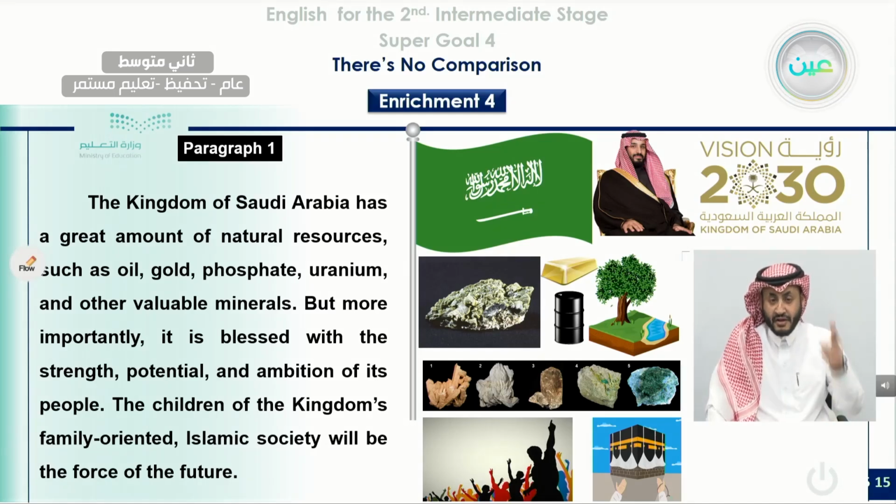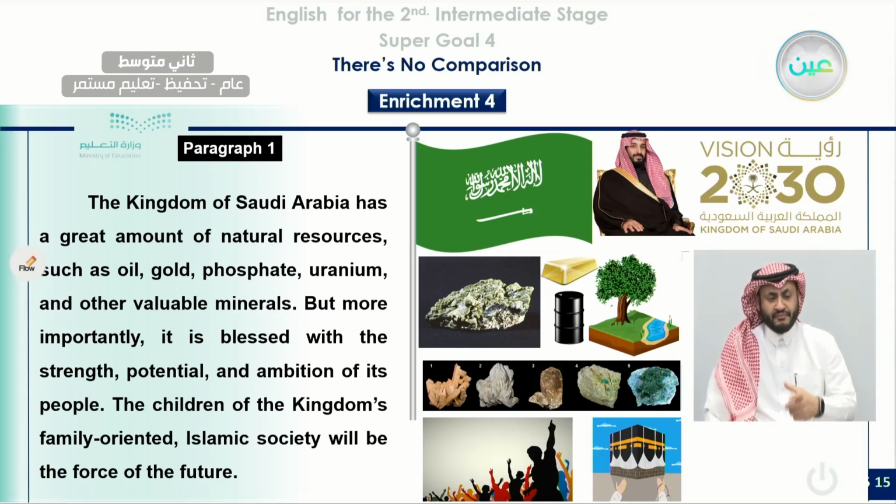The Kingdom of Saudi Arabia has a great amount of natural resources, such as oil, gold, phosphate, uranium, and other valuable minerals. But more importantly, it is blessed with the strength, potential, and ambition of its people. The children of the kingdom's family-oriented Islamic society will be the force of the future.